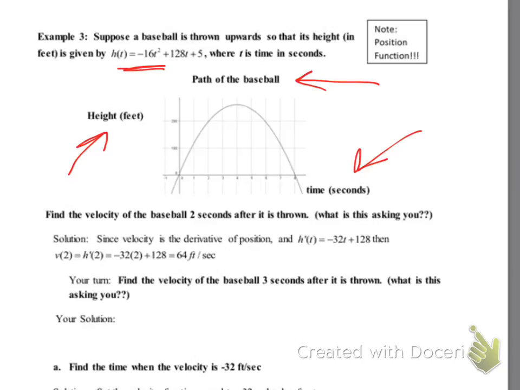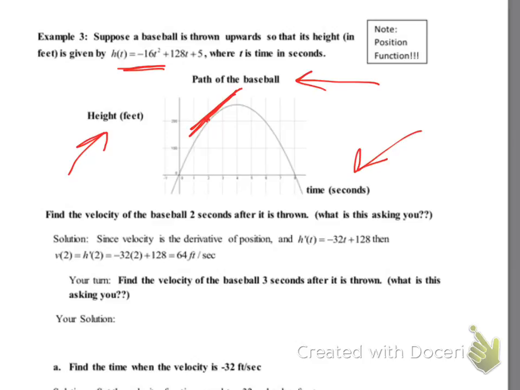So that is a good graph. So now we can use that graph to talk about the next couple of questions. First, I ask you to find the velocity of the baseball 2 seconds after it is thrown. And I say, what is this asking you? Well, if you go up from 2 on the x-axis to your graph, and you put a point, and draw a tangent line to that point, you can use that tangent line to find the velocity.